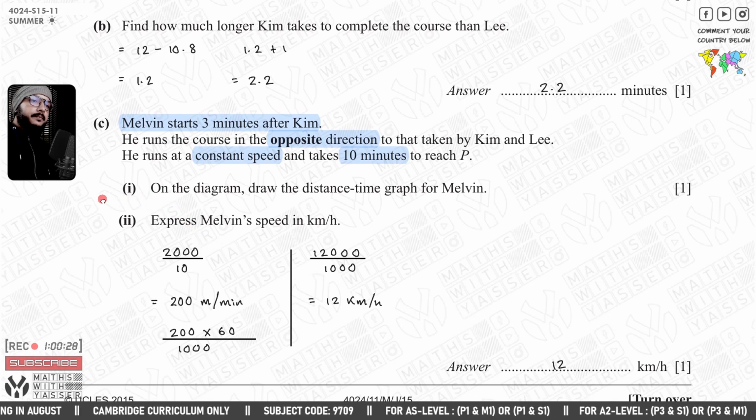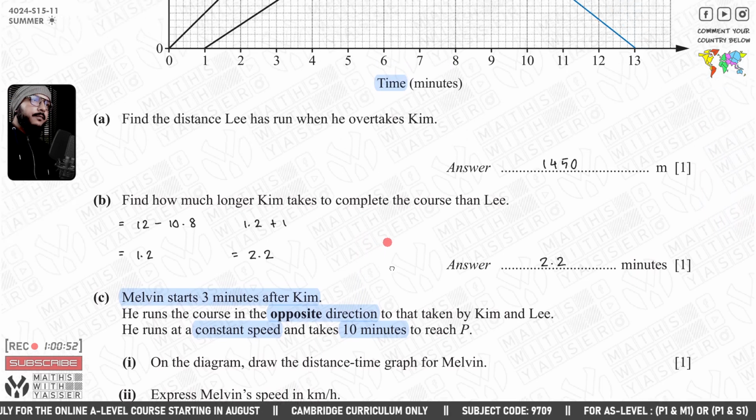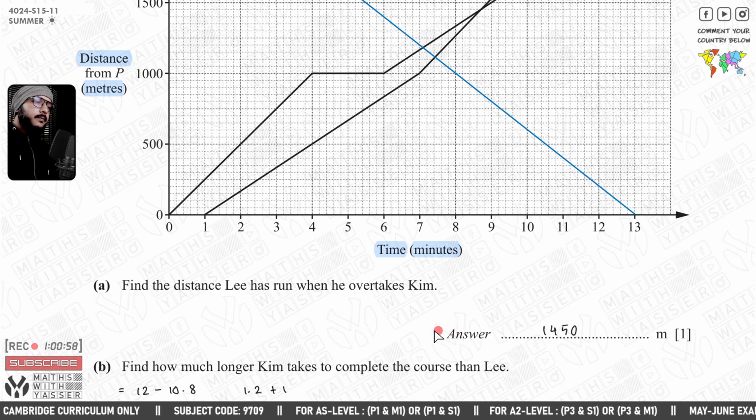Then it says, express Melvin's speed in kilometer per hour. So first, let's figure out what is the speed of Melvin in meter per minute, which is provided in the graph. As you can see, the graph says meters per minute.